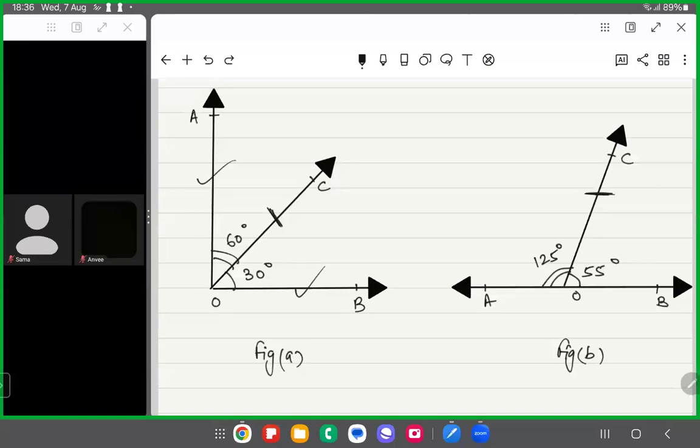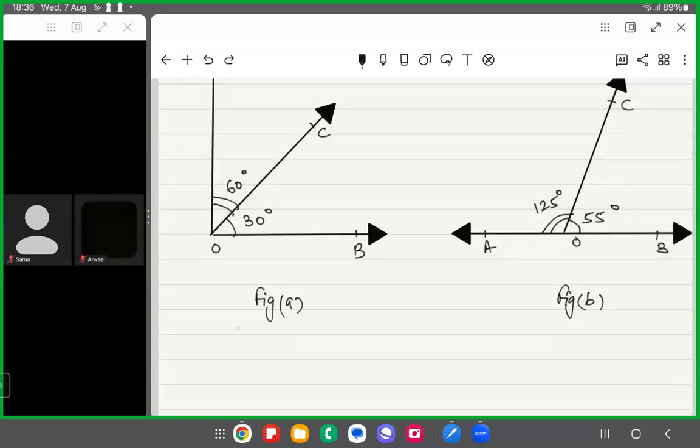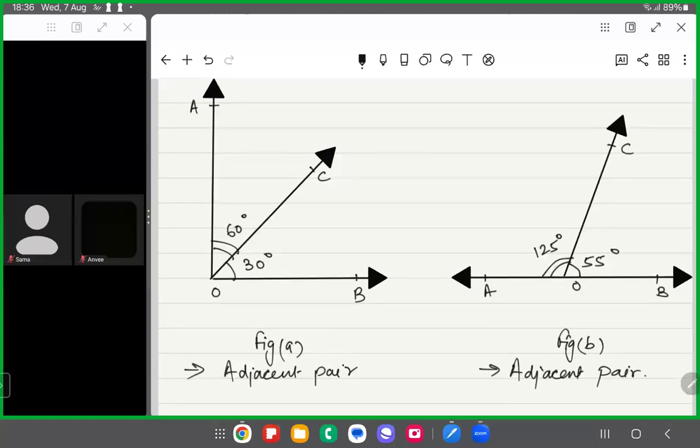So both the figures, both the pairs of angles, are satisfying those conditions, and both are adjacent pairs of angles, right? This is also an adjacent pair. Now, Anvi, which one of them is a linear pair of angles? Or are both of them linear pairs?